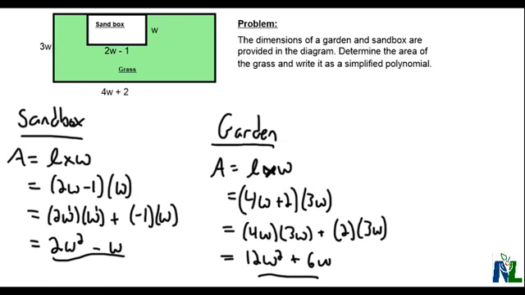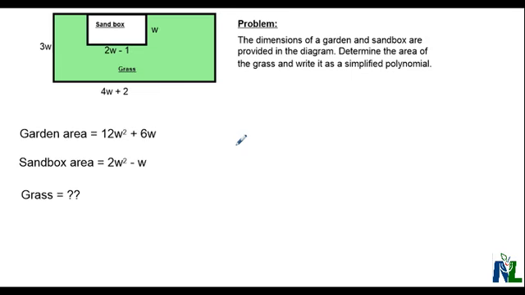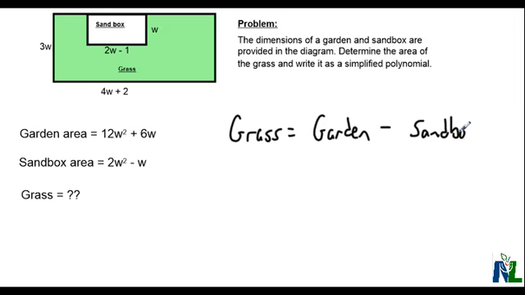So let's combine these together now to figure out the area of the grass. We're going to use subtraction to do that. So here are our areas. We just calculated that on the previous slide. And the grass area, so for the grass, it's what you get when you take the garden and you subtract the sandbox. So what we have left then is the grass will equal 12w squared plus 6w minus 2w squared minus w.